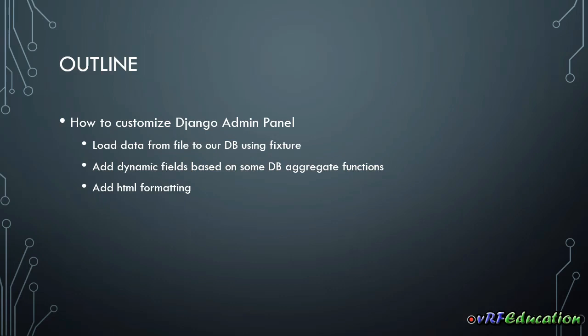And after loading data, I'm gonna show you how to create a dynamic field, or a new field, based on some database aggregation functions. For example, you want to see the average grades for each person inside the change view area. So you can use Django features to do that. And also I'm gonna show you how you can use HTML formatting based on the value or some other criteria, to format your result for that new column in Django Admin. Okay, let's go to VS Code and start from scratch.